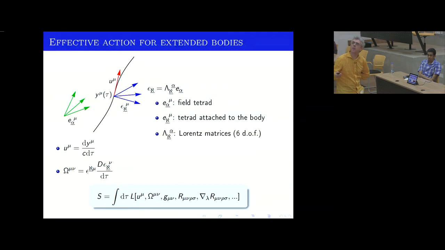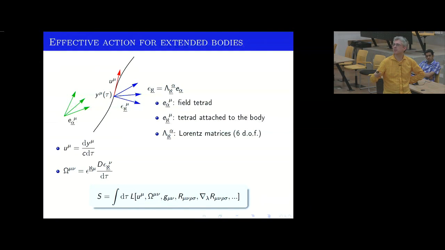So very quickly, the interesting point in using effective actions is that they are particularly useful to implement extended body effects, even though we work with point particles. So we have genuine point particles from the mathematical point of view, but physically we modify the action to take into account the finite size effects. For instance, the particle here is at position y mu with velocity u mu, and it will be useful to introduce a fixed tetrad.